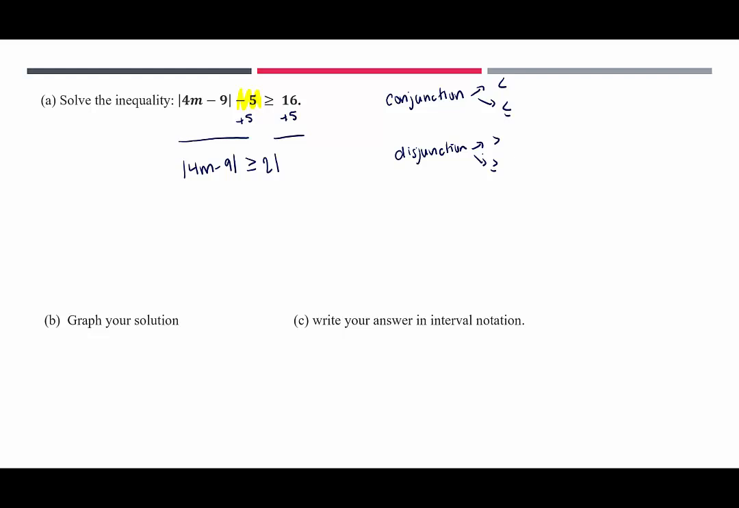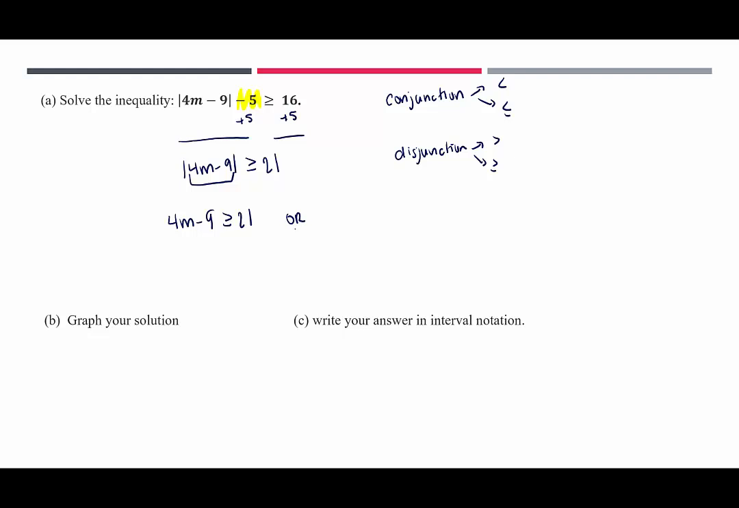And what we know is that what's inside the absolute value, this value here, 4m minus 9, once we take its absolute value, it needs to be greater than or equal to 21. So the first case is that 4m minus 9 is greater than or equal to 21 itself, because if we have a number that's bigger than 21, and then we take its absolute value, that will also be bigger than 21. It's a disjunction, so we use the word or.